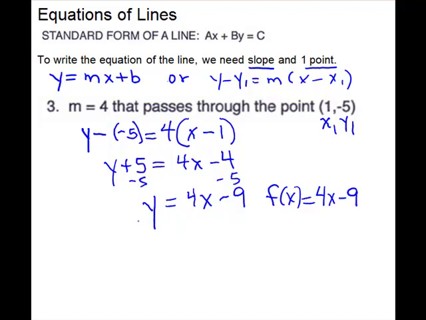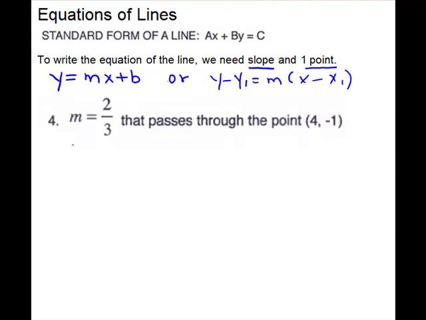And then to go to standard form, we'll go back to this equation. I will subtract the y to get it over here, and I will add the 9. So I'm going to keep my 4x where it is. I'm going to subtract the y to get it off of that side and onto this side, and I will add a 9. So 4x minus y equals 9 is the standard form.